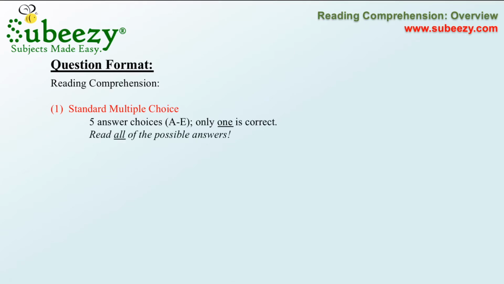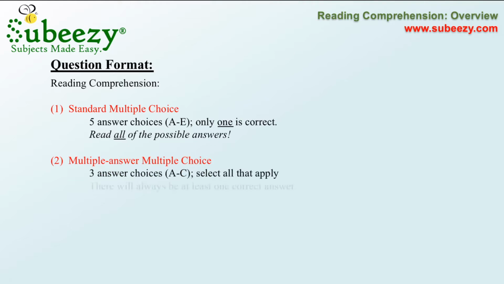The second question type is multiple answer, multiple choice. Here you will be presented with 3 answer choices, A through C. You need to select all that apply. But note there will always be at least one correct answer. So even on these multiple answer, multiple choice problems, you may need to select just one answer, as you would for standard multiple choice. So you're never going to be stuck with a question where none of the answer choices are correct. You will always need to select at least one answer option.